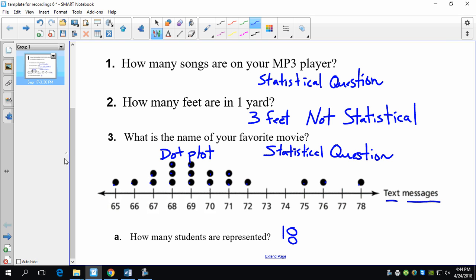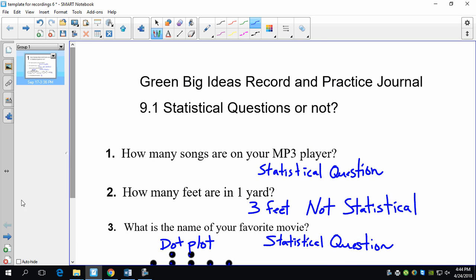So once again, this is 9.1, statistical questions. Basically, you just have to prove if you can figure out what a statistical question looks like, or maybe come up with your own statistical question. As long as there's not one answer, it would be a statistical question. Favorites, how many songs, those are statistical, and like how many feet are in 1 yard, that would not be a statistical question.